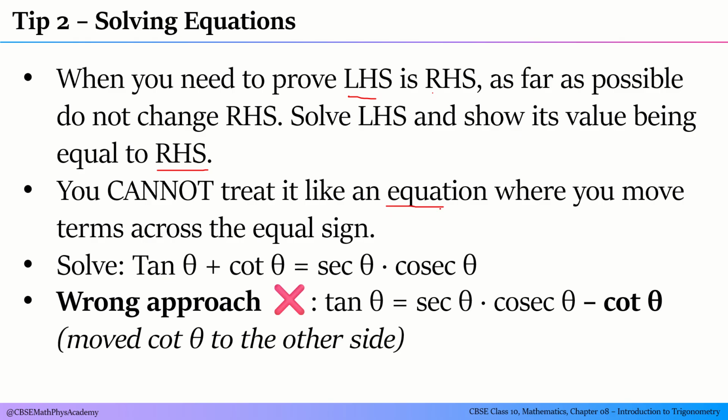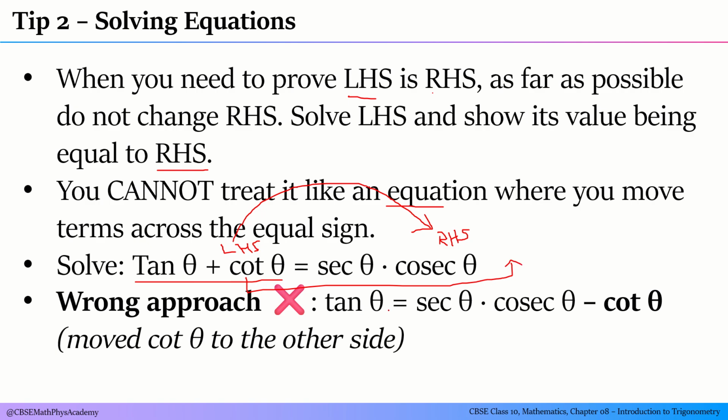For example, here you have tan theta plus cot theta. You are supposed to prove this LHS is equal to this RHS, that is sec theta into cosec theta. So you have to work around this left hand side and show, by simplifying and solving, that the left hand side is equal to the right hand side. But do not, like in algebra, take this cot to the other side. See, for example, this is the wrong approach.